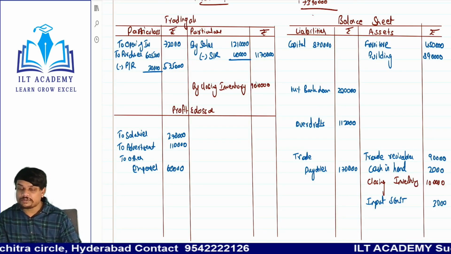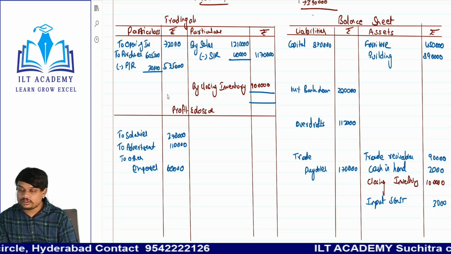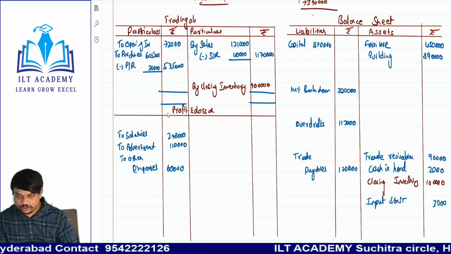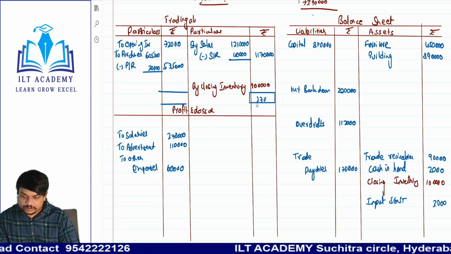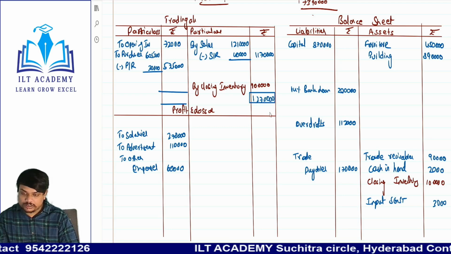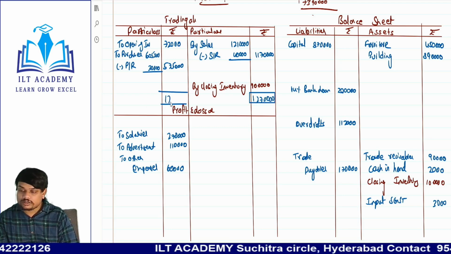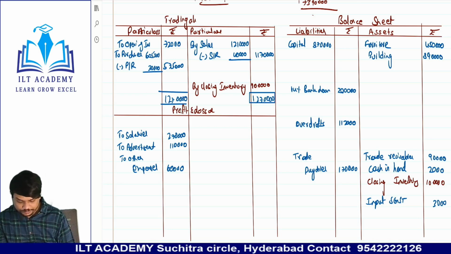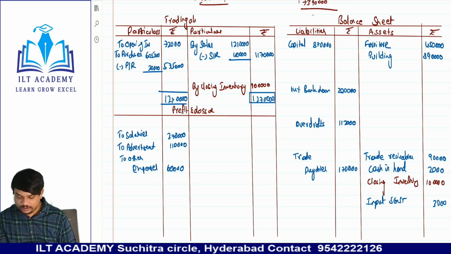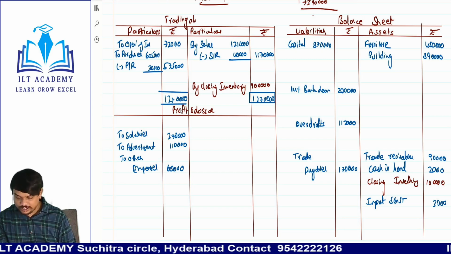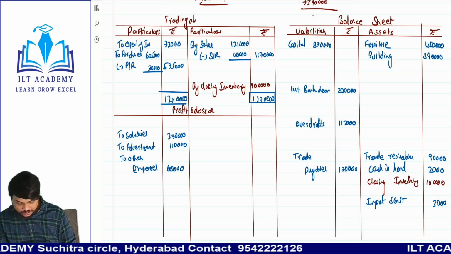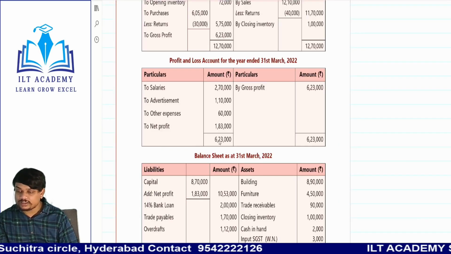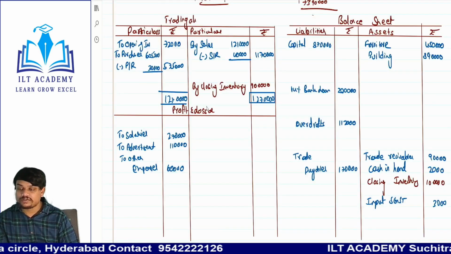Gross profit is how much? If you add this total, it's going to become 12,70,000. 12,70,000 minus 5,75,000 will give you 6,23,000. Gross profit. Perfect. I've got that.